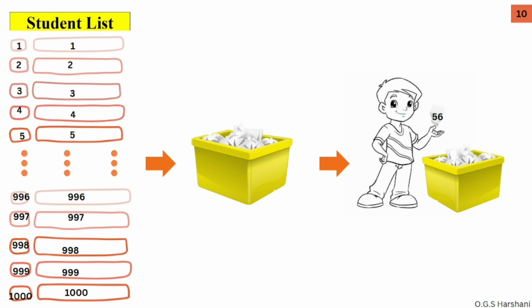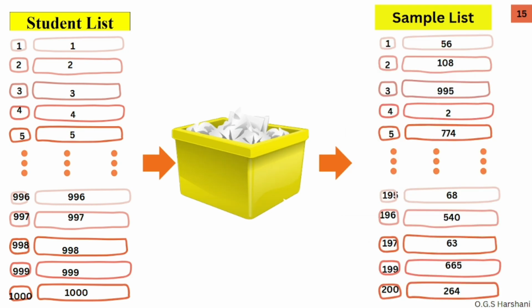Suppose you have a list of 1000 undergraduates. First, number all the undergraduates and write each person's number on a slip. Let's say you start to pick the slips. First you get 56, and next 108, and next 995, and next 2, and next 774. Similarly, you should continue this process until you collect slips from 200 people from this list of undergraduates.